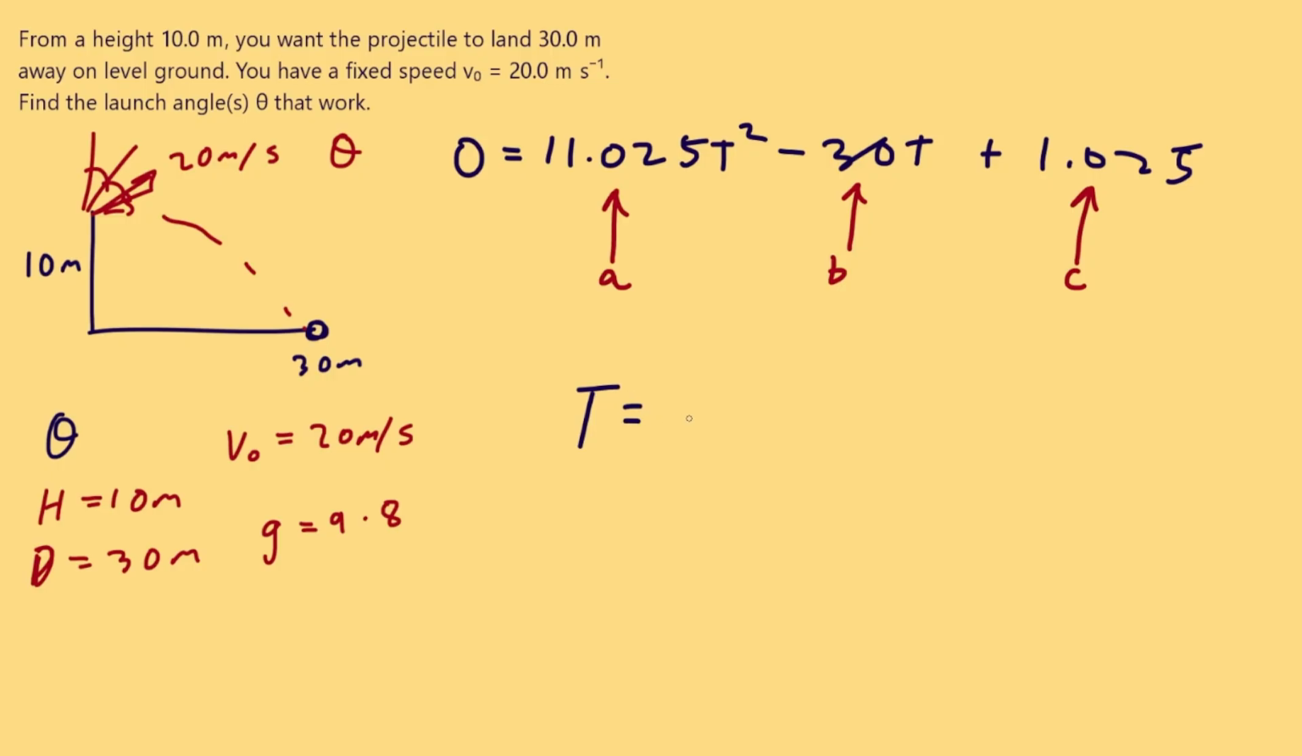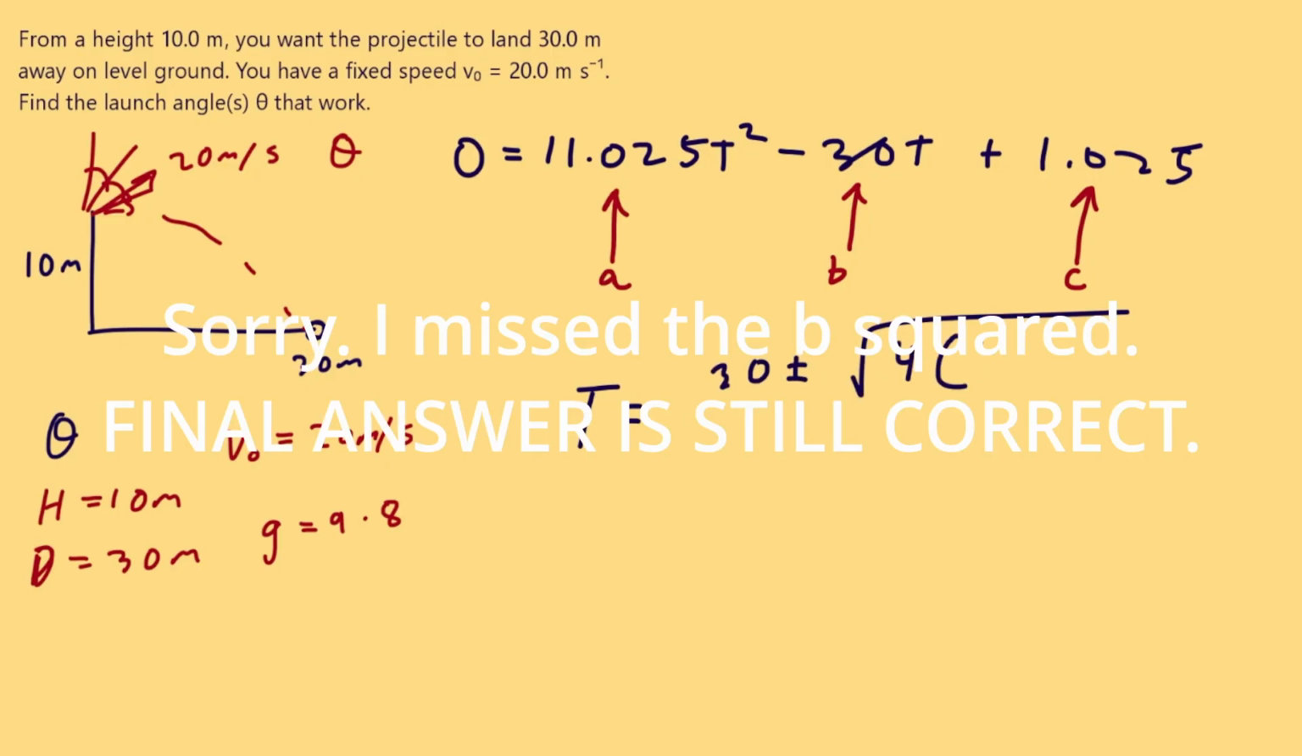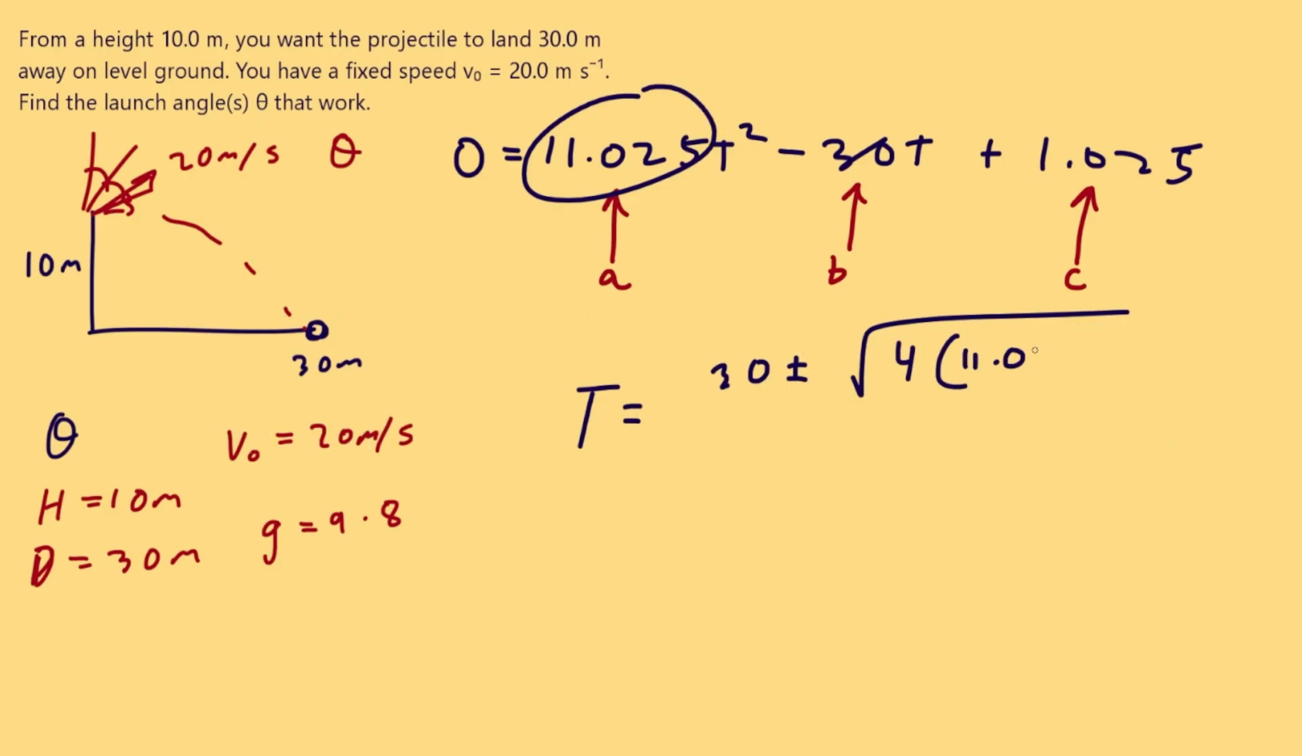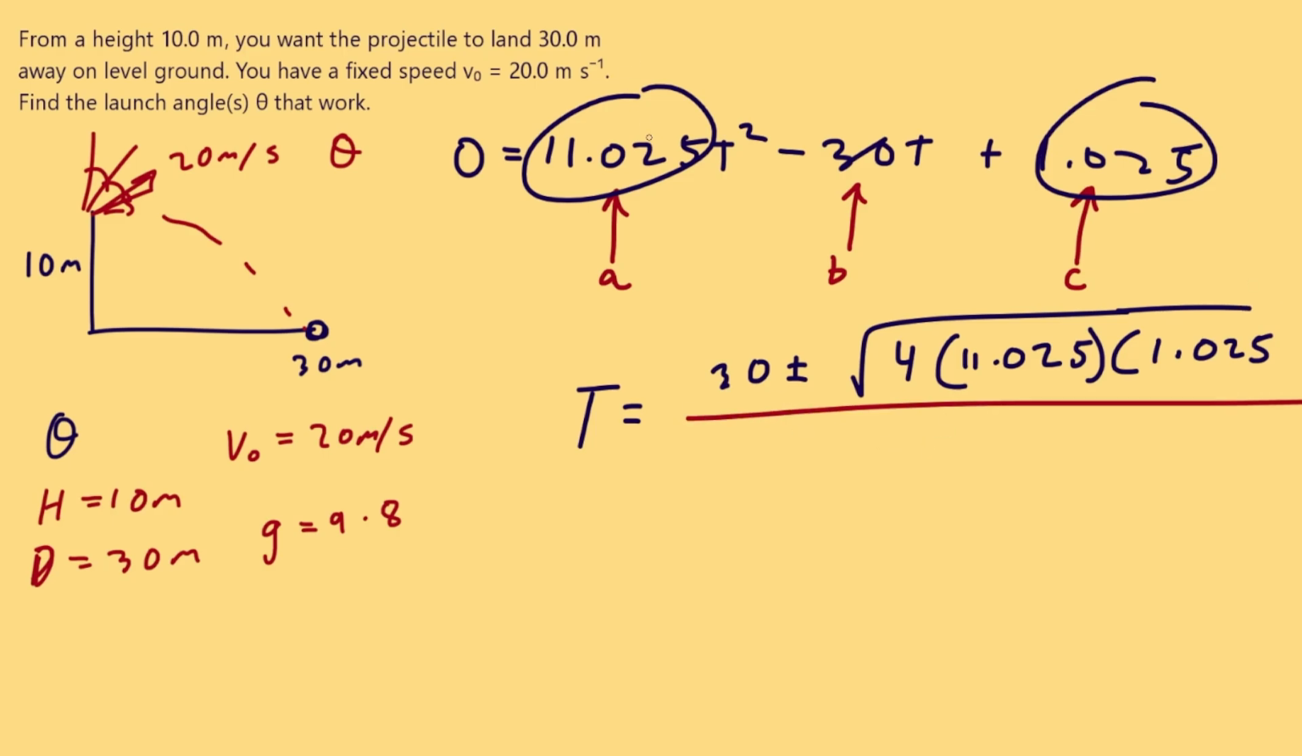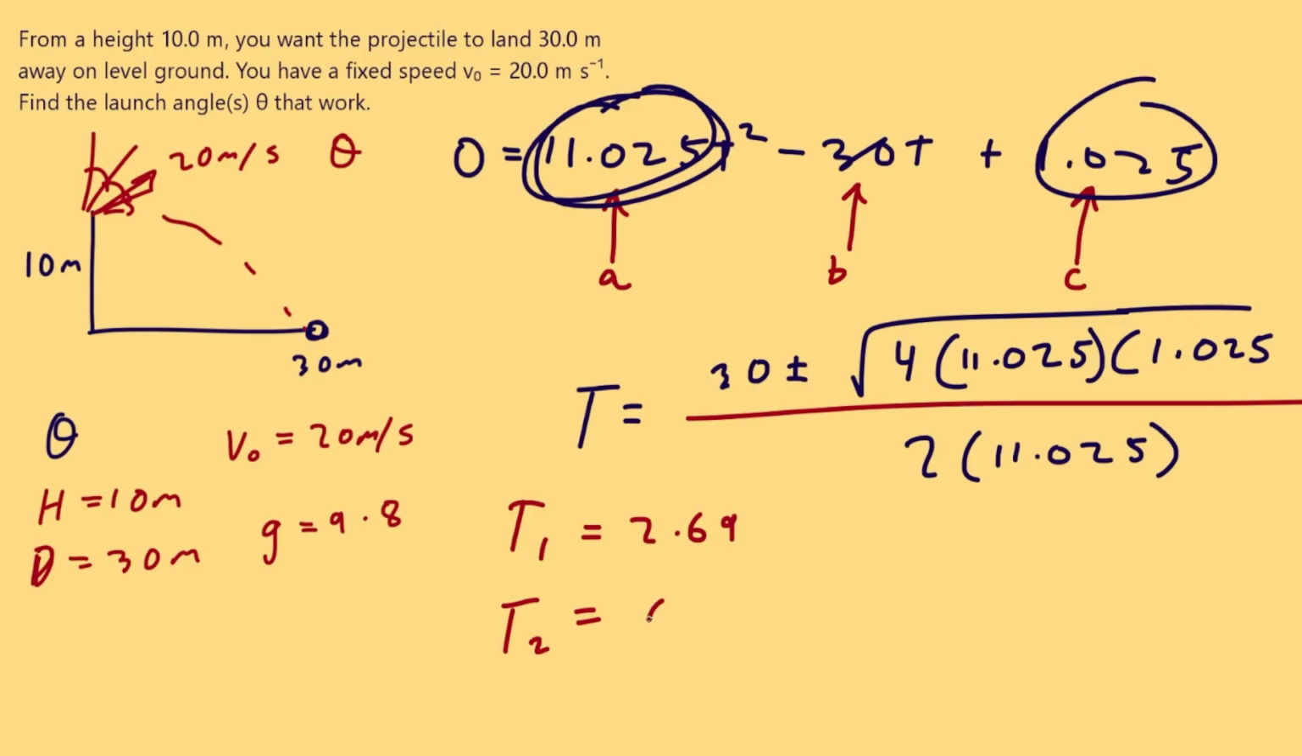Putting it into the formula, and I'll do this quickly, 30 plus or minus the square root of, 4 times A times C, divided by 2A, which is 2 times 11.025. That's the quadratic formula. I just plugged in our values straight away. Now, if you compute this with a calculator, you get two answers. T1 equals 2.69. And the second answer you get, T2, is 0.0346.